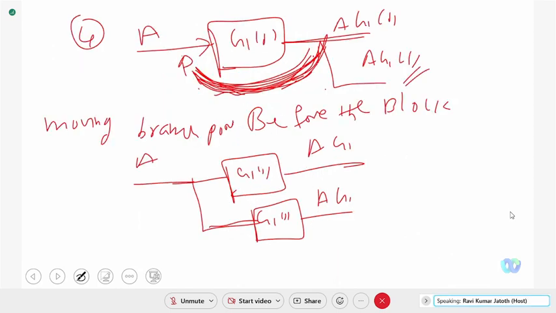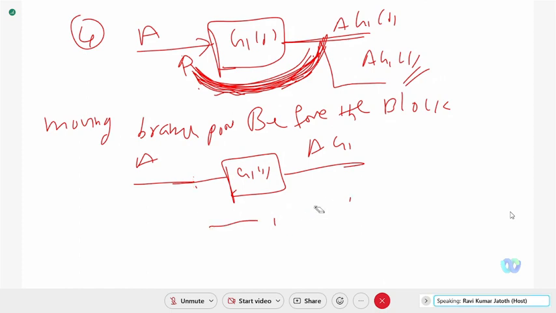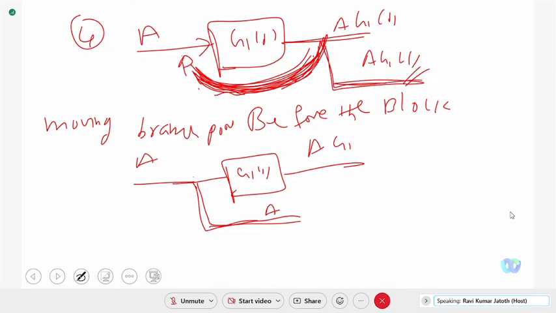Now here, this branch point is what I'm trying to move just ahead of the block G1. If I want to move it, I can, but the signal should not get changed. So I am moving it here, ahead of the block. What will I get here? The signal which I get here is A. But what was the signal at this branch point? AG1. So I should get the same thing, AG1. If I want to get AG1, what should I do? This signal I should multiply with G1, the gain of the block. That is rule number 4.